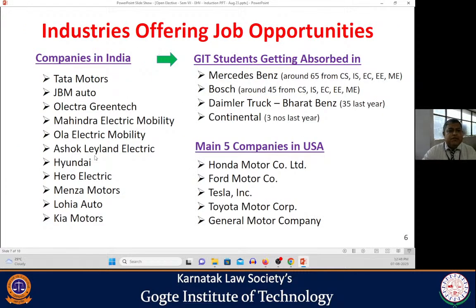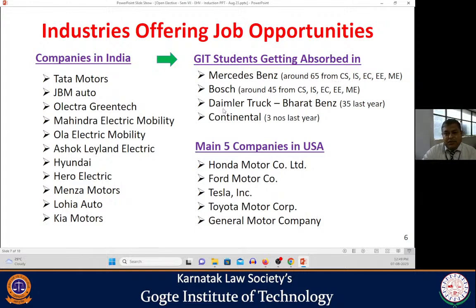On the left side, you can find the companies in India which are recruiting engineers from different colleges: Tata Motors, Electra, Mahindra Electric, Ola Electric, Ashok Leyland, Hyundai, Hero Electric, Menza Motors, Lohia, Kia and so on. In GIT, mainly 4 companies have come so far. I have been checking the trend over the last 4-5 years. Many EC students, as well as EE, CS, IS and mechanical students, are placed in these companies. I have given you a rough estimate. Mercedes-Benz took 35 students last year alone, and in the last 3-4 years I found more than 65 from CS, IS, EC, EE and mechanical.